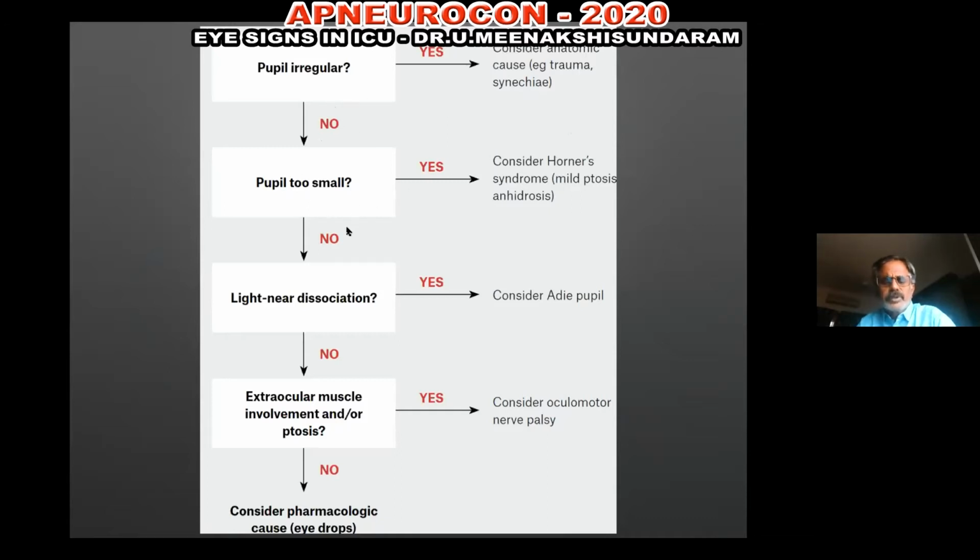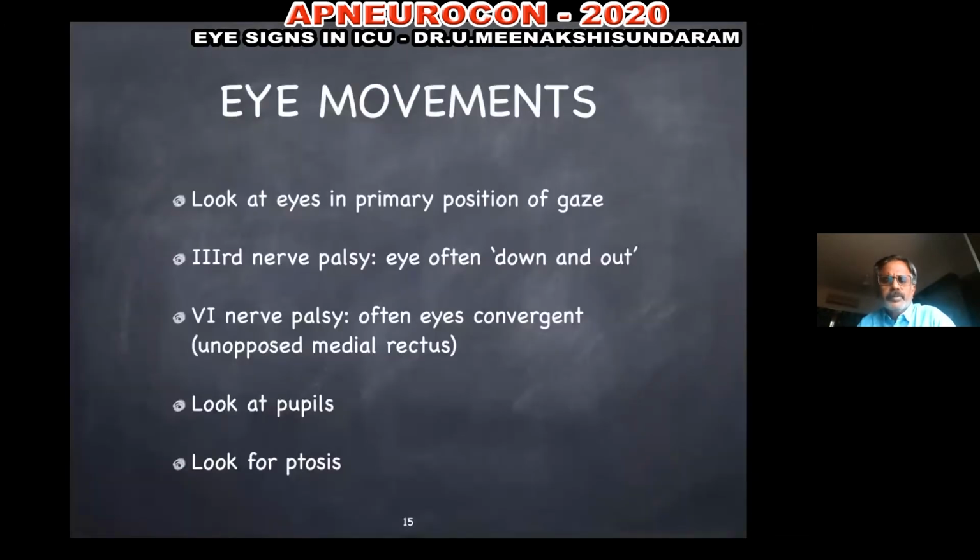If it's not too small, then you look at light-near dissociation. If it is there, think of Adie's pupil. If it is not there, and there is extraocular muscle involvement and/or ptosis, consider oculomotor nerve palsy. If none of them are there, then you can be sure that this is an eye drop induced dilated pupil. So always look at these. This is a nice flow chart to follow if you're looking at the pupils.